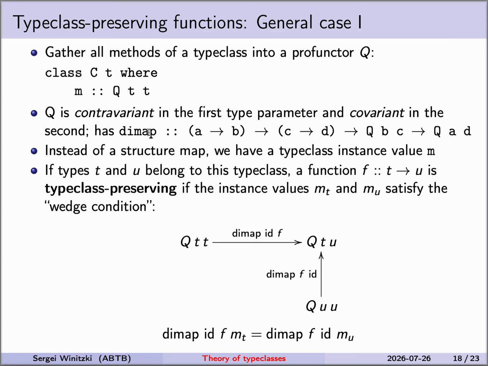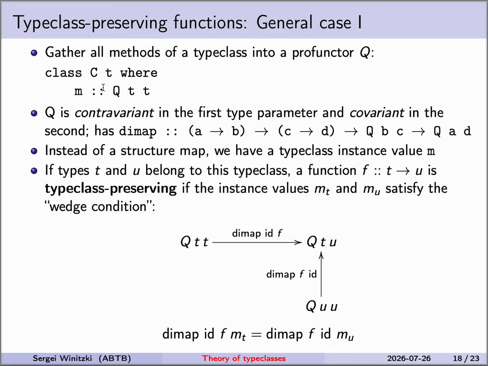And this dimap should also satisfy similar laws. So you have an identity. If these are identity functions, then this is also an identity function. And if you have a composition here, and a composition here, then you get a composition here as well. Similarly to the fmap.